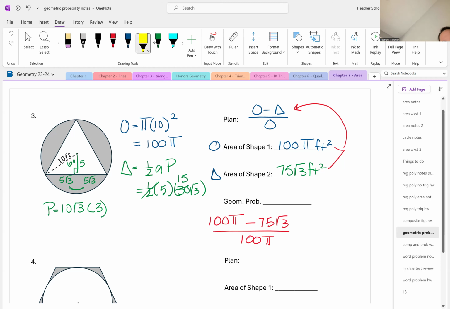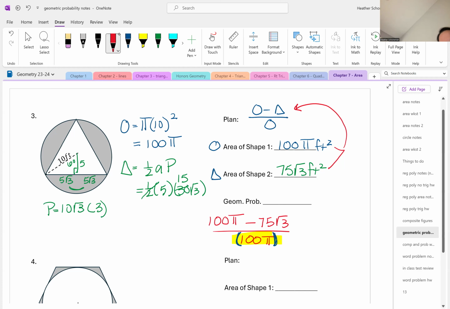Now there's one little hiccup on this one, because on the other ones, we're just dividing by a number. Well, this is we're dividing by the number and pi. So if it's not just a plain number, we're going to have to take this part right here and put it in parentheses when we put it in our calculator. So let's practice doing that.